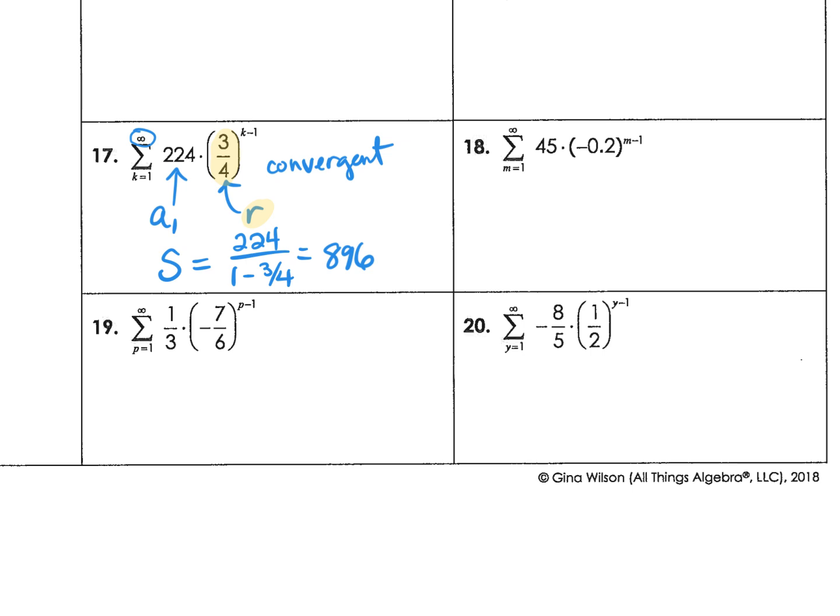All right. How about 19? What is R? What is A sub 1? A sub 1 is 1/3, right? And what is R? So here's my question for you. If R is -7/6, what is this guy? Convergent or divergent?